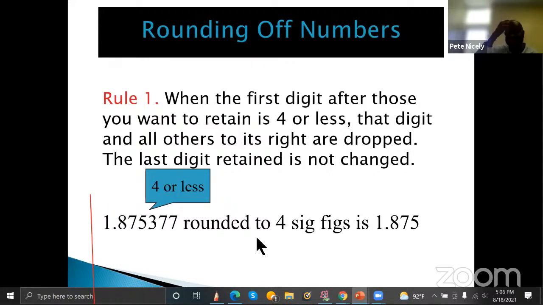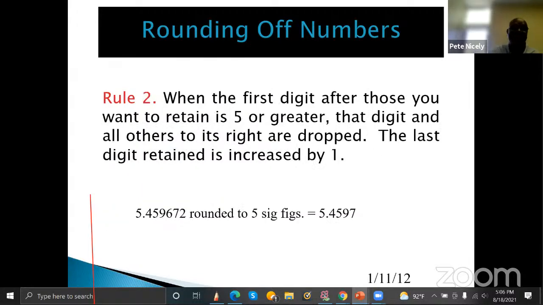Now, what we're going to see in the case of rule number 2 is that if that digit that you're dropping off is 5 or more, then things are a bit different. So here is rule number 2. When the first digit after those you want to retain is 5 or greater, that digit and all others to its right are dropped. The last remaining digit will be increased by 1. So here is an example of this.